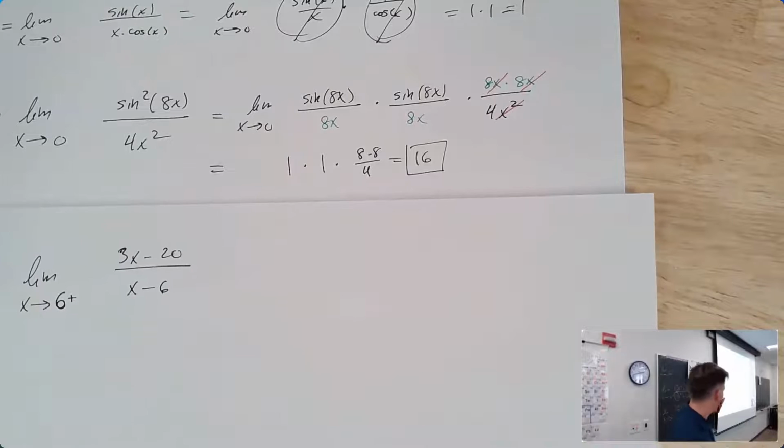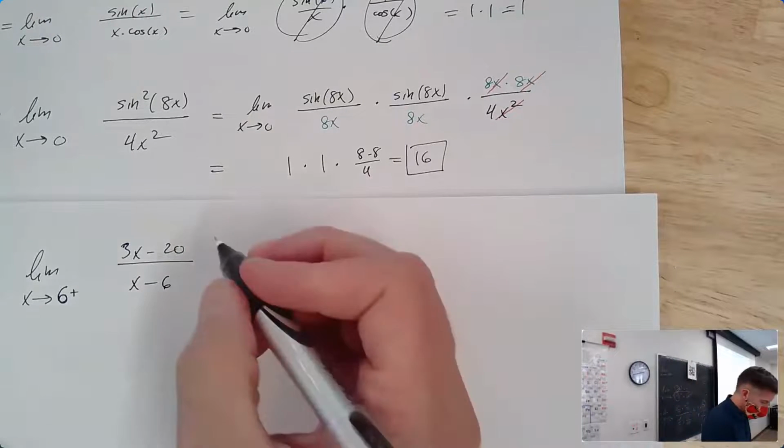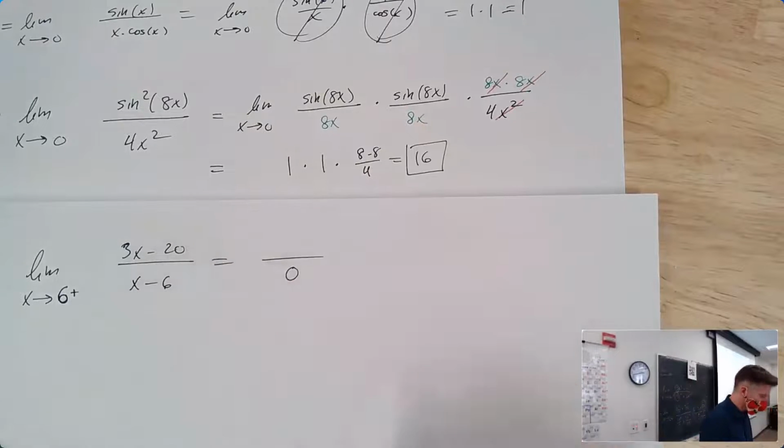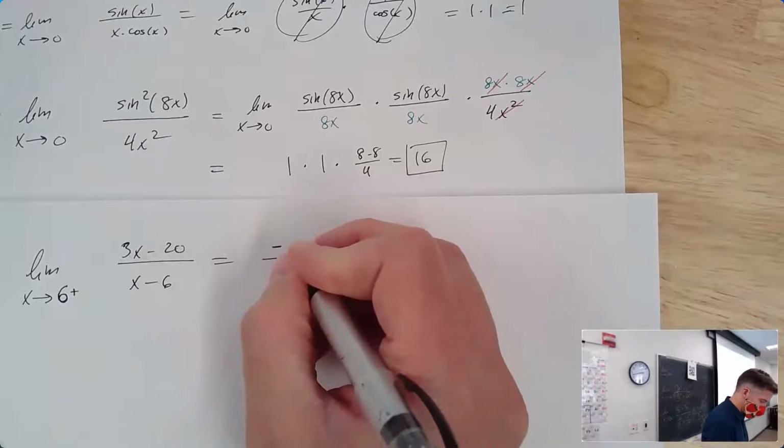I don't think we've talked about this type of limit yet in this class, although I could be forgetting that we did, because I know I did it in another class. But I don't think we have, so we'll do it now. So this is not a 0 over 0 type of limit. Right, if I plug in 6, I do get 0 in the denominator, but not in the numerator. I get 18 minus 20, which is -2.